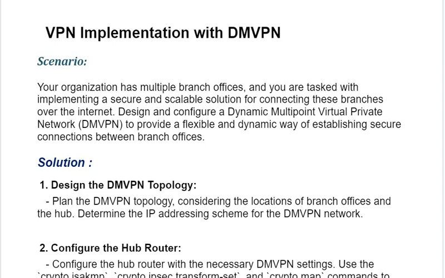Our first solution is design the DMVPN topology. Plan the DMVPN topology considering the locations of branch offices and the hub. Determine the IP addressing scheme for the DMVPN network.